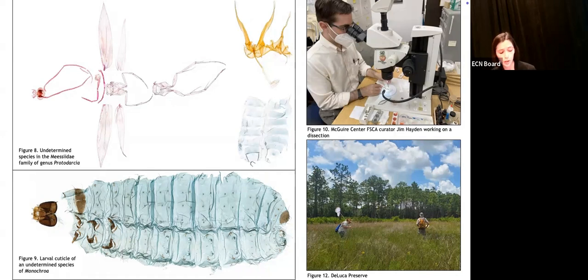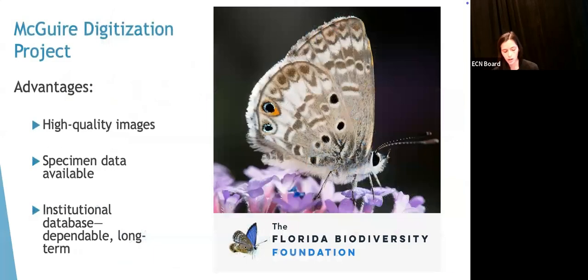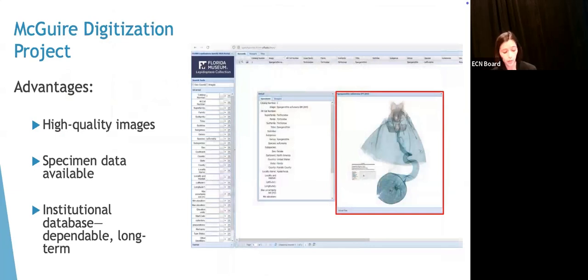So the goal is to capture detailed composite images of slide contents like these here for most specimens that occur in Florida, and then upload them to the museum's online database, Specify. So this digitization project is funded with a grant obtained through the Florida Biodiversity Foundation, and it has 3 advantages when compared to the other available platforms on Lepidoptera genitalia. As you can see, the images are very high quality.